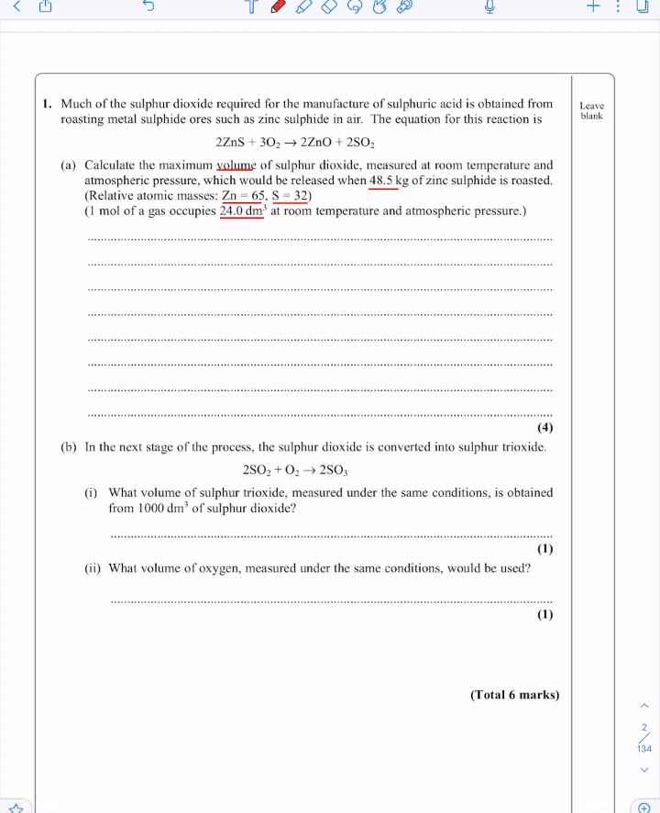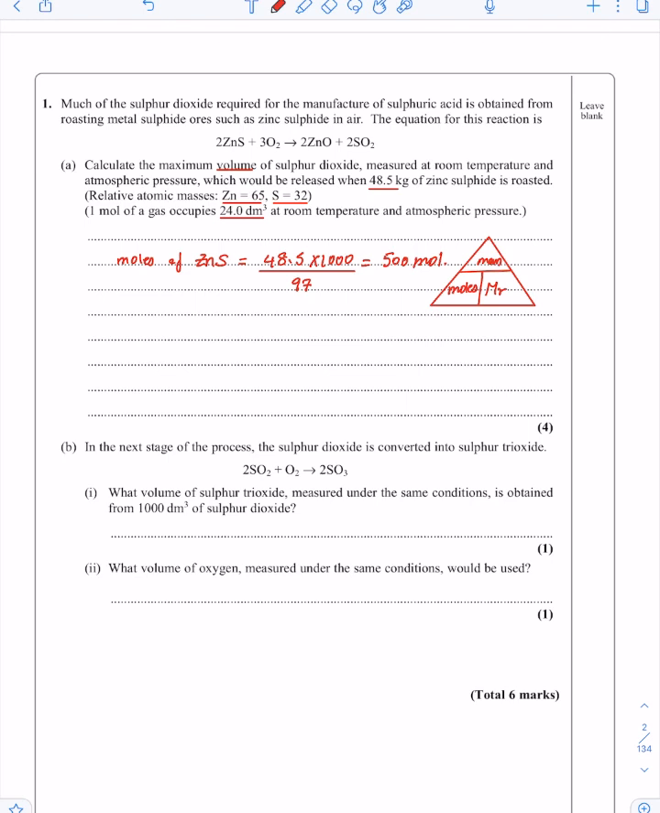طيب أول حاجة إحنا نجيب المولز of zinc sulfide. طيب القانون بيقول إن المولز is equal to mass over MR. Moles is equal to mass over MR. الماس 48.5 هنعمل times 1000 عشان نحوله لجرامز over MR of zinc sulfide. الزنك ب 65 والسلفر 32 يبقى 65 plus 32 give you 97، equals 500 moles. كده احنا جبنا المولز of zinc sulfide.